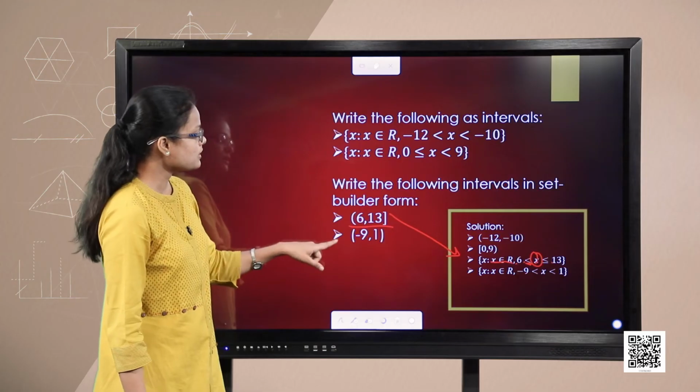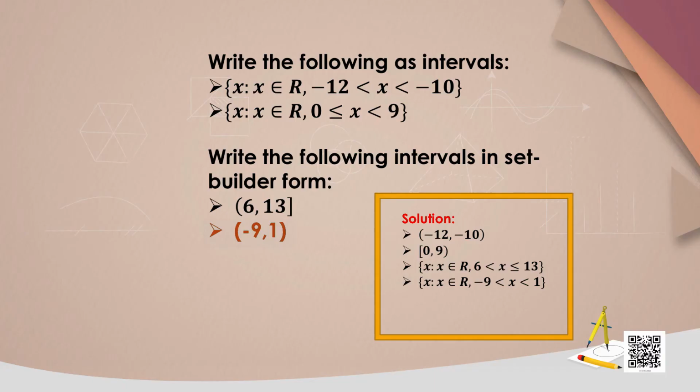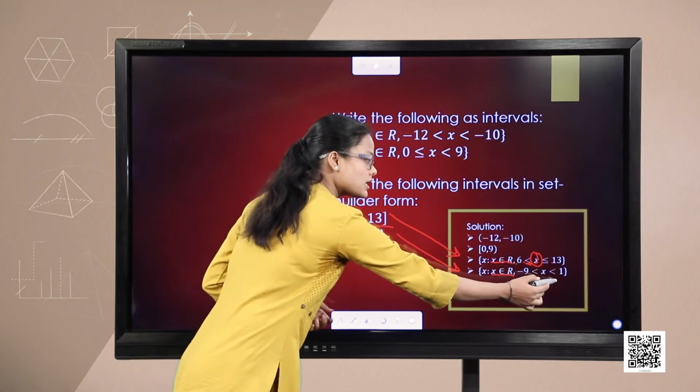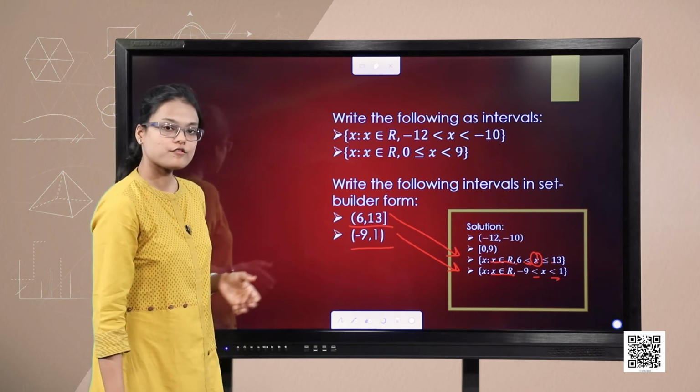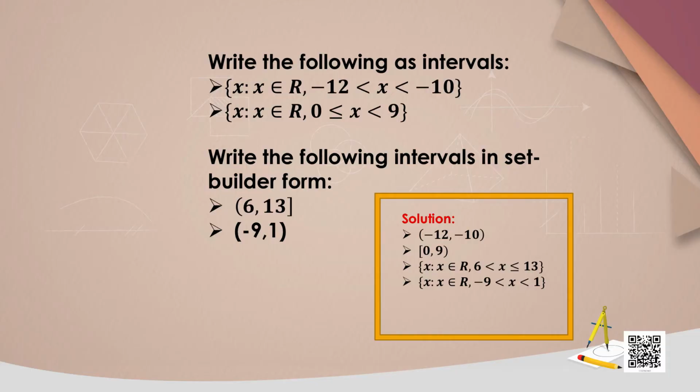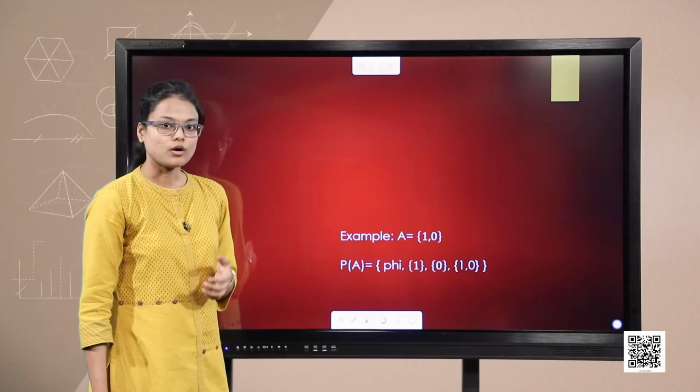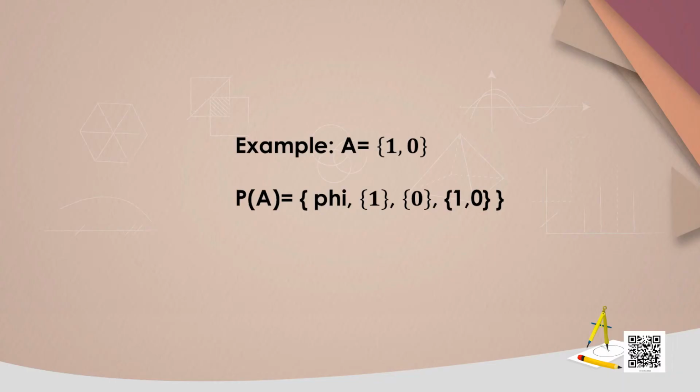Okay? Similarly, let us write this interval (-9, 1), which is an open interval, in set builder form, which is represented as the set of all those real numbers which are lying between -9 and 1. Yes, both are not included in the interval, so there will be strict inequality. Okay students, hope you have understood how you have to represent sets in an interval form and intervals in a set builder form. Now observe this example.